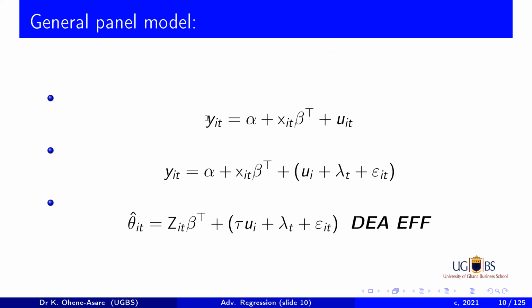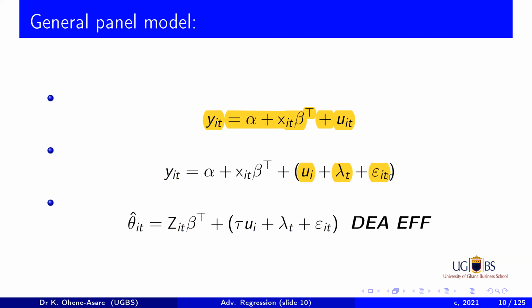Let me give you the general panel model. This is a general panel model that you see here at the top. Everything is IT. In other words, they are changing across individuals and across time. But then the random noise, the unobserved heterogeneity, the unobservables, is made up of Ui, which we call the individual specific effect, of lambda t, which is called time specific dummies, and finally of the usual random noise.